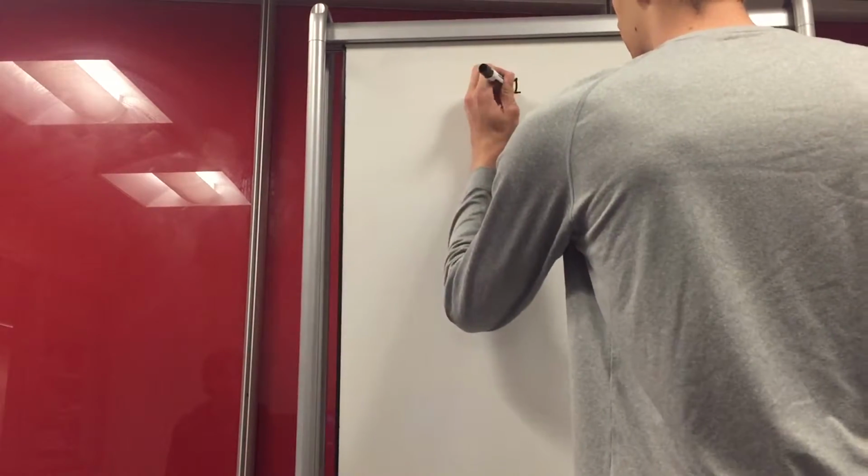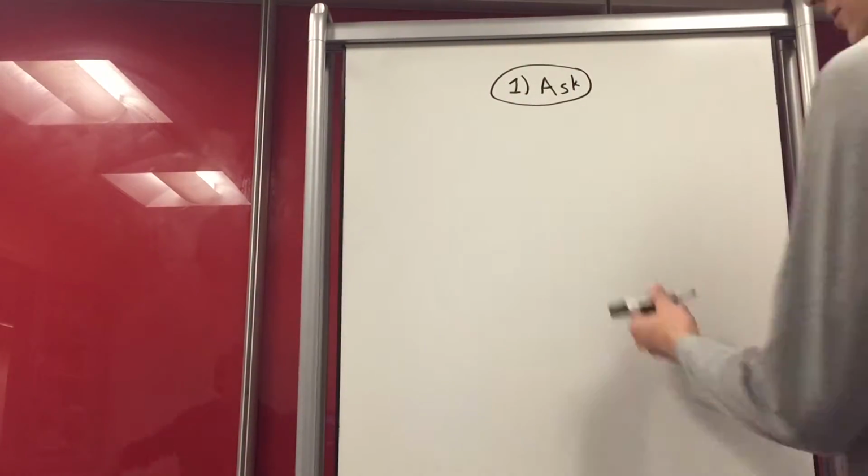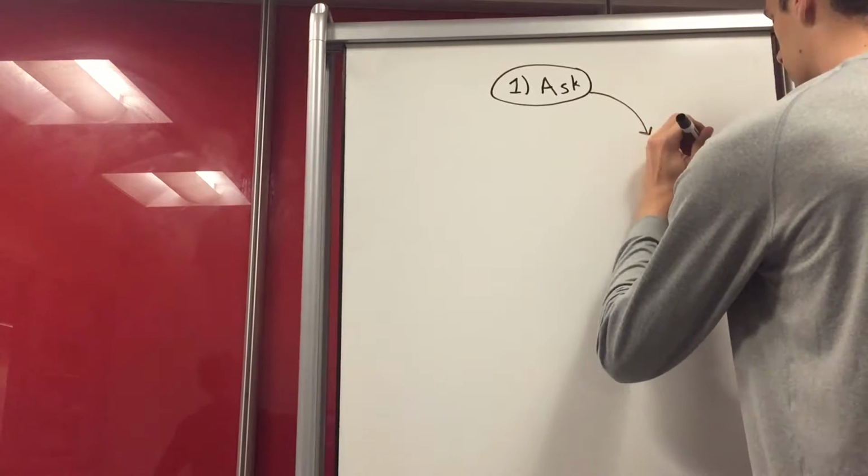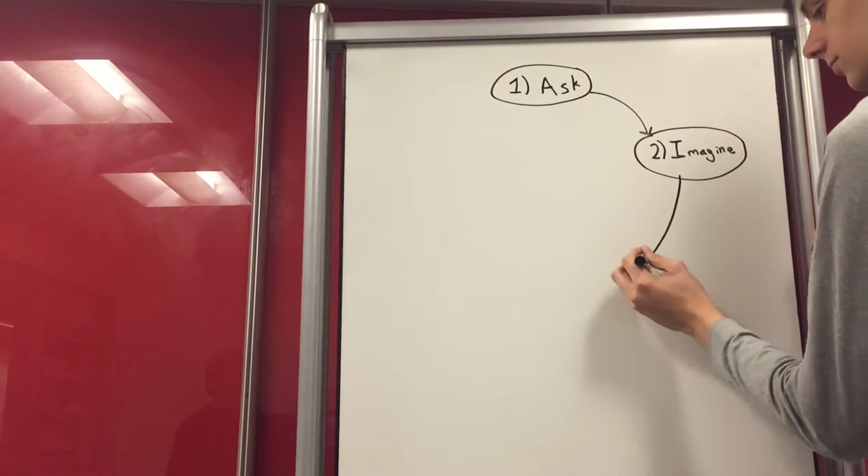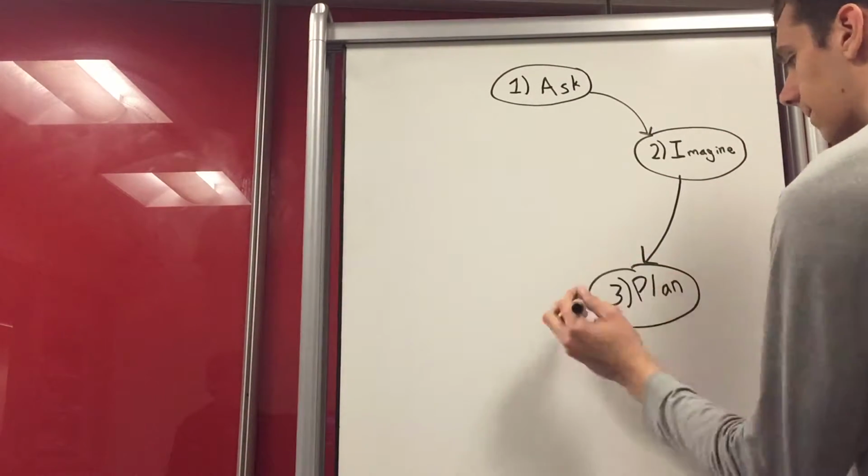The first step is ask. This is where you ask what are the problems and what are the constraints. Then after that comes imagine. This is where you brainstorm an idea for what you want to build. Then after that is plan. This is where you formulate exactly what you're going to do.